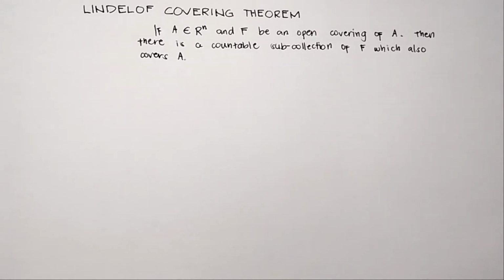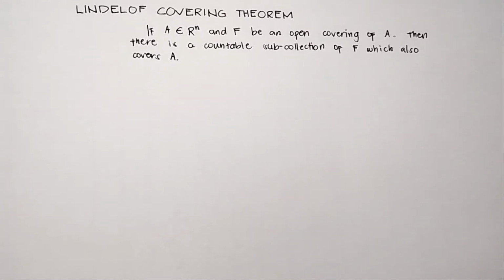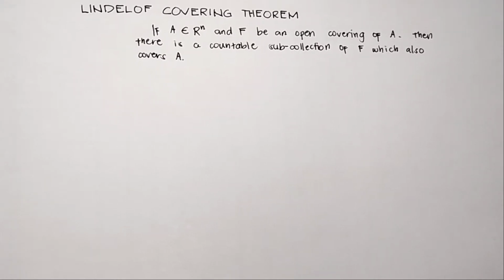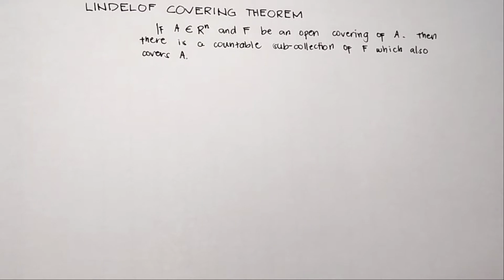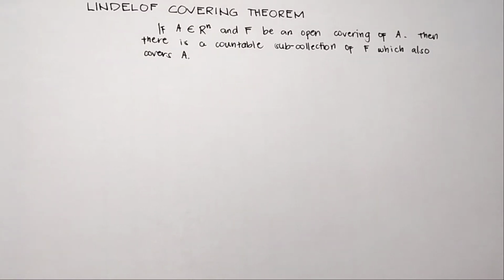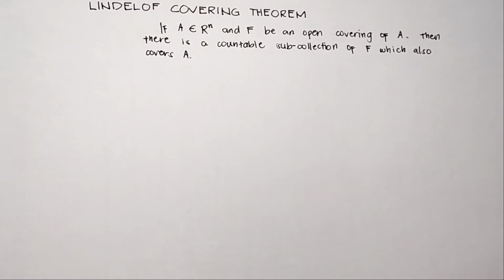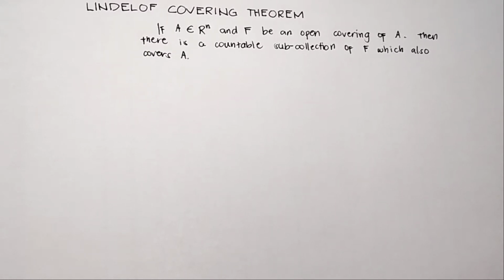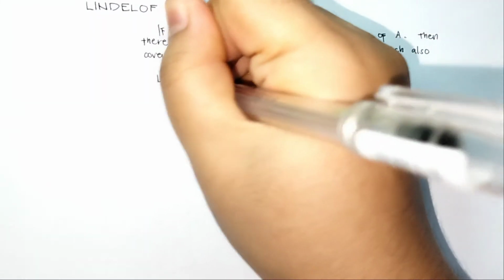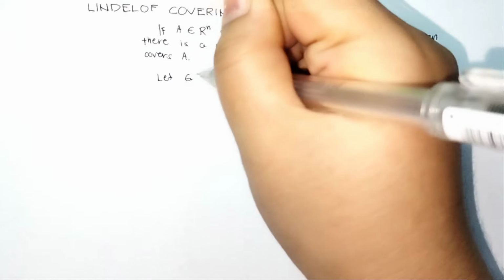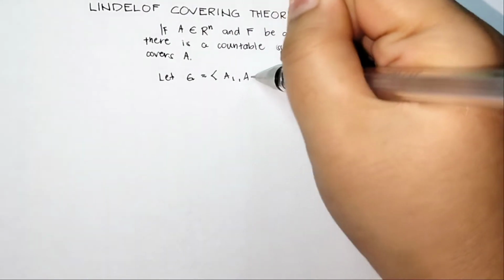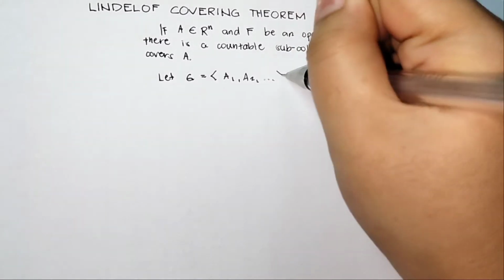So let's try to prove the Lindelöf covering theorem. If A is a subset of R^n and F is an open covering of A, then there is a countable subcollection of F which also covers A. So we let G be equal to the set A sub 1, A sub 2, infinitely many.